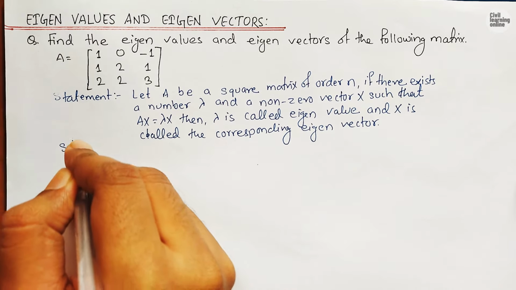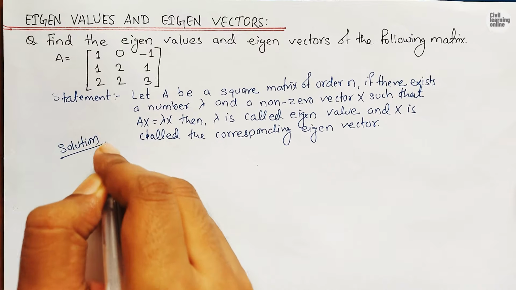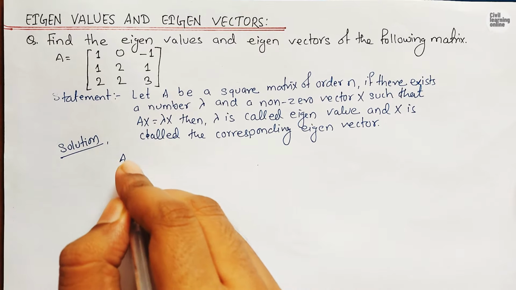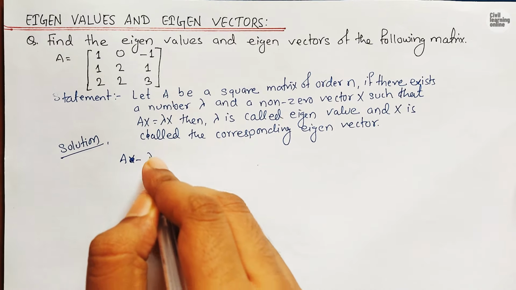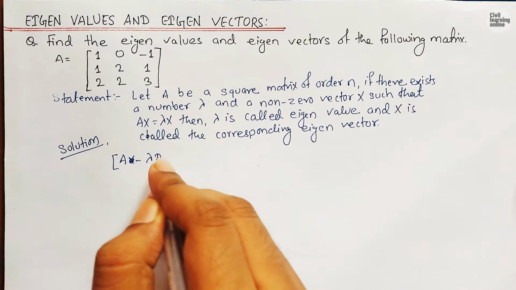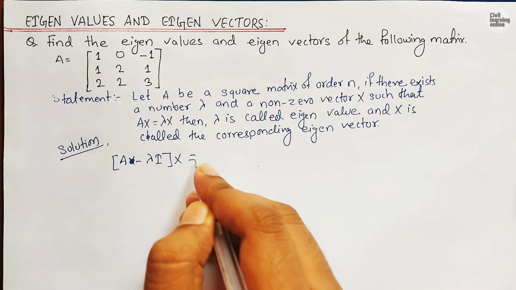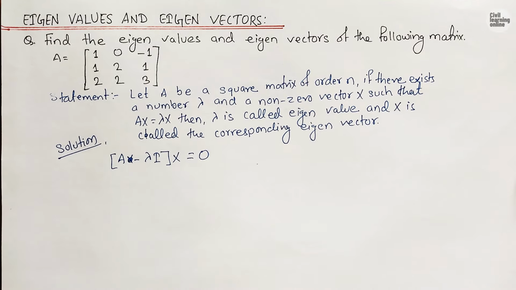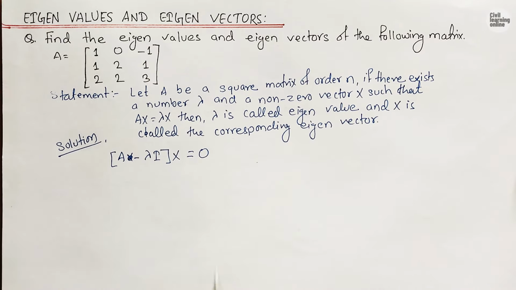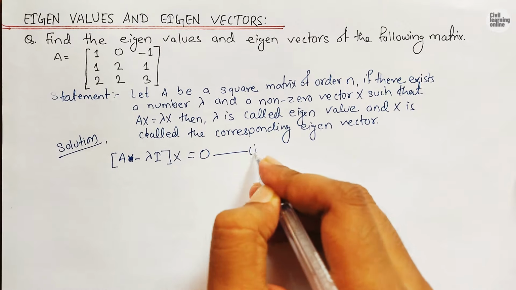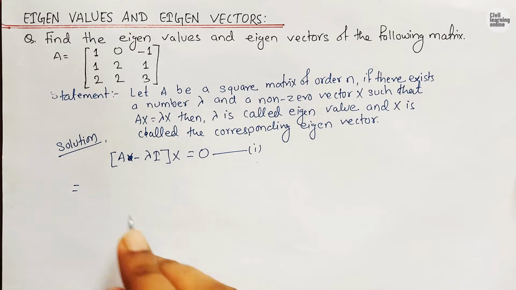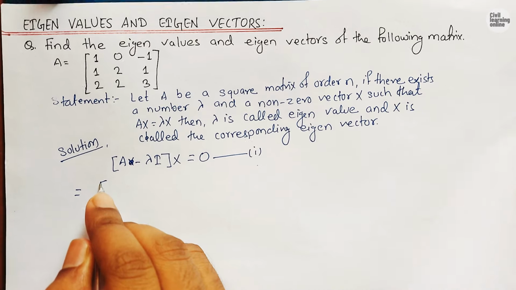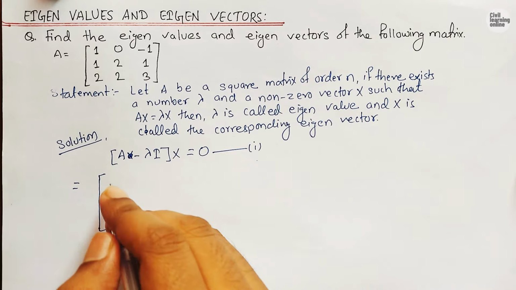I'm going to write here the solution, and here we will proceed with (A minus lambda I) times x equals 0. This is the equation from where we begin our solution, so let it be represented by equation 1. After that we will simply put the value of matrix A, so let me write the value of A.